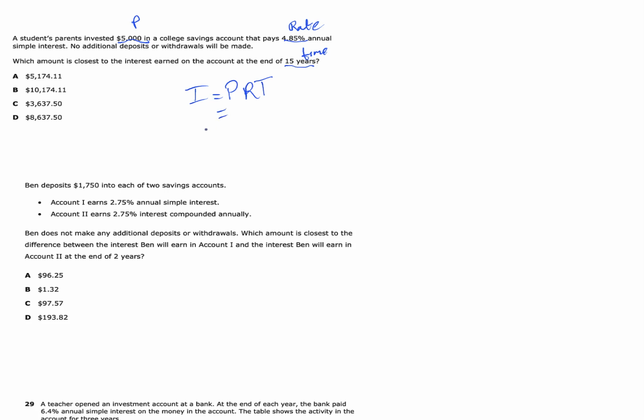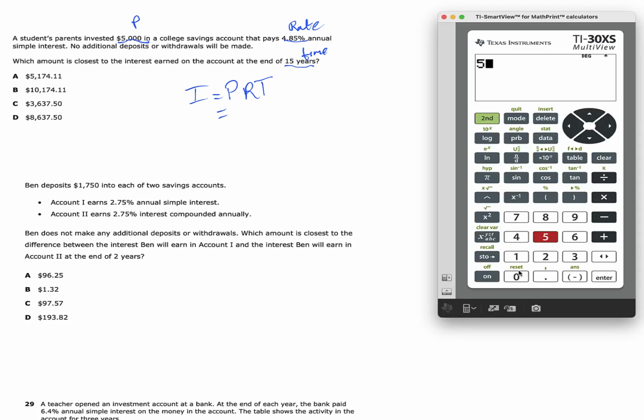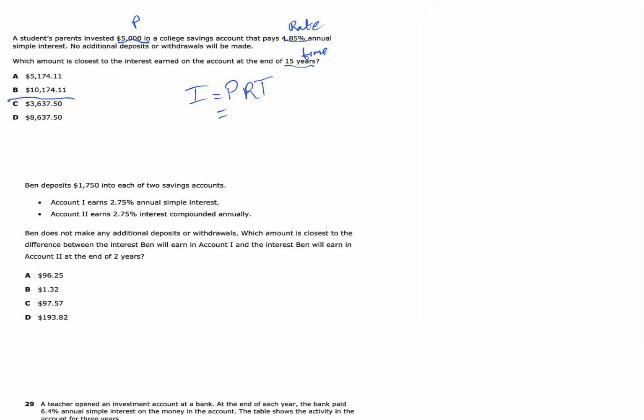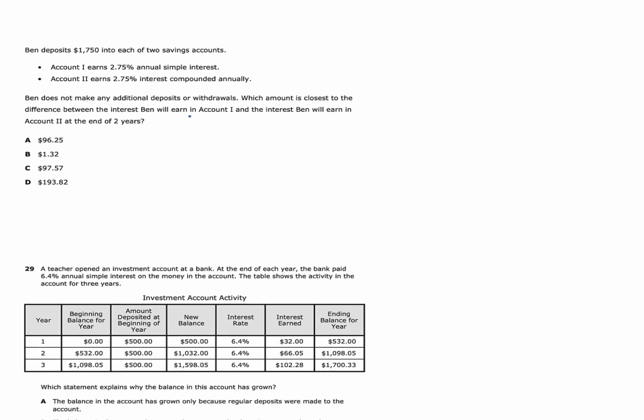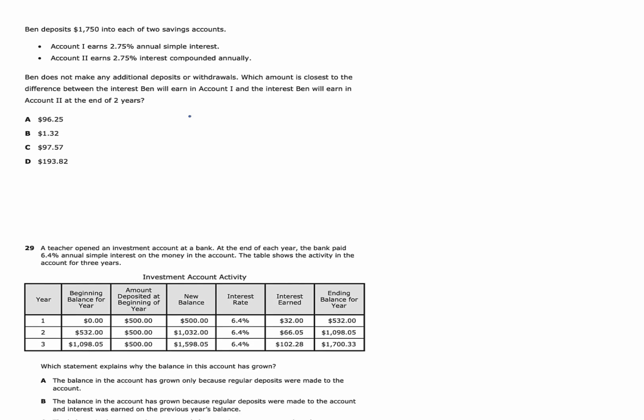Now with these types of questions, you will have to use a calculator. This is a lot of multiplication. So I'm going to take 5,000 and times it by 4.85, and then times it by 15, and then divide by 100 to change that rate to a decimal, and I hit enter, and notice I get $3,637.50. So this is the interest at the end of 15 years.